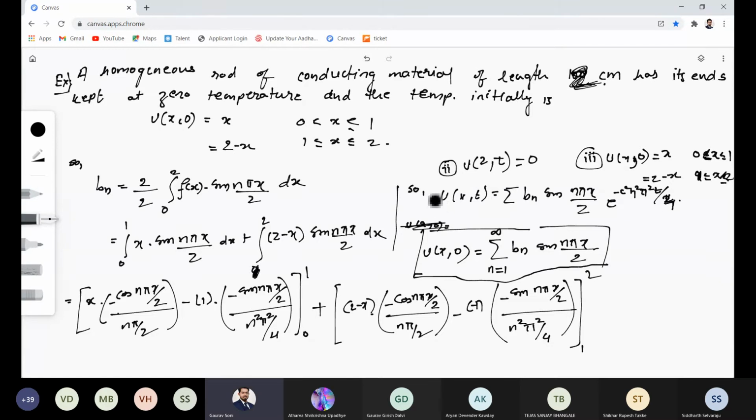So in the first bracket, when you put the upper limit, the sine n pi will become 0. For the lower limit 0, both the terms are 0. So we just need to write down the first term. We'll have minus cos n pi by 2 into 2 upon n pi. Please check the calculations. If I'm wrong, please stop me. So this is minus sign. Later, minus minus will become plus sine n pi by 2 upon, I will write it in multiplication, 4 upon n square pi square.